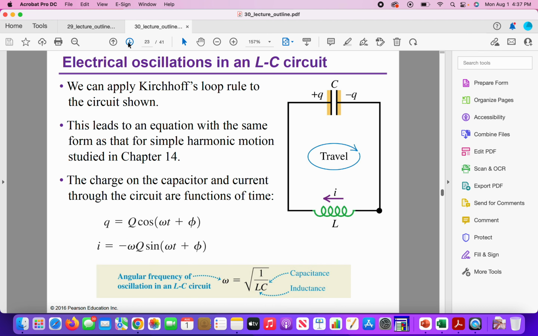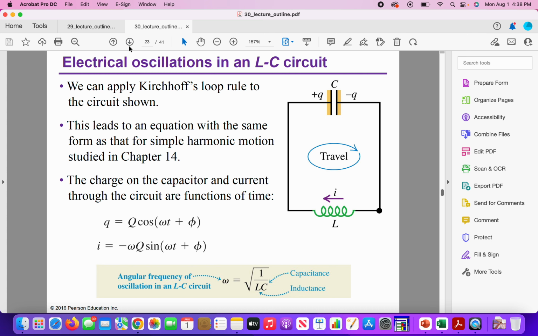We can apply Kirchhoff's loop rule to the circuit shown, and this leads to the charge changing in an oscillating sinusoidal expression: Q equals Q maximum cosine of omega t plus phi, and the current I is negative omega Q maximum sine of omega t plus phi. The angular frequency of oscillation in the LC circuit is omega equals square root of 1 over LC.